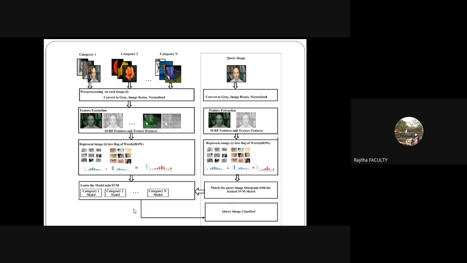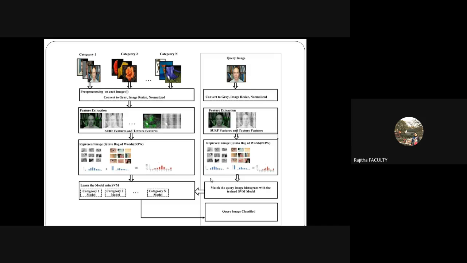So I have a query image, and the same process applies again. I apply pre-processing, then feature extraction, then bag of words conversion, and once my query feature vector is ready, I match it with my model, the support vector machine. This is going to classify whether the query image belongs to category 1, category 2, category 3 or category N. In this case, this particular query image belongs to category 1. So like this, you can classify your images through ML techniques.